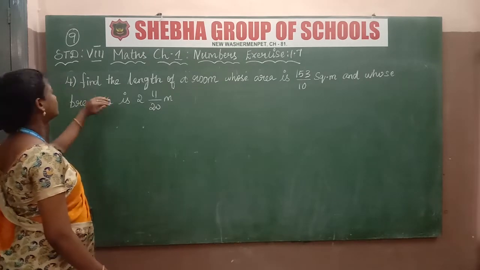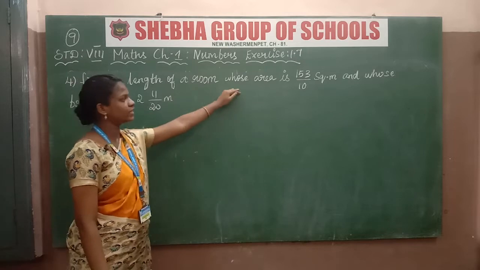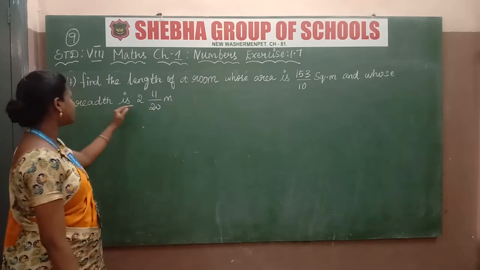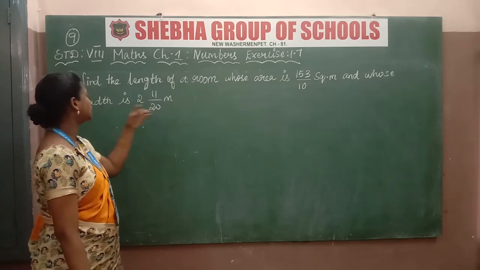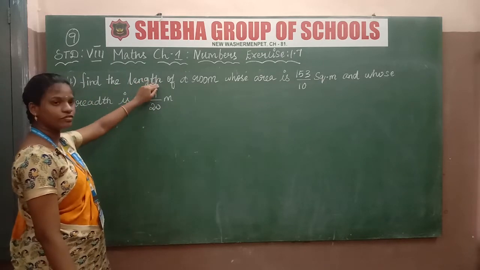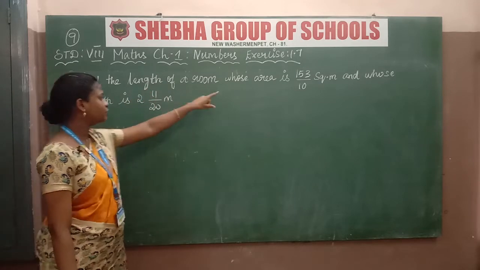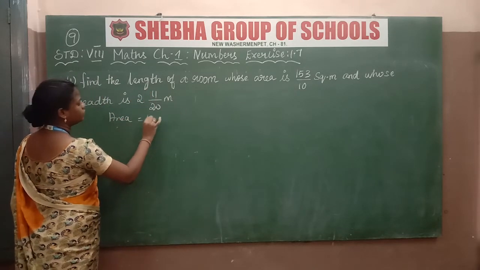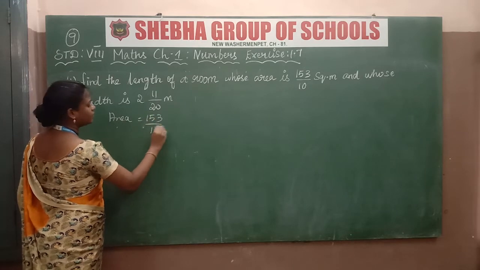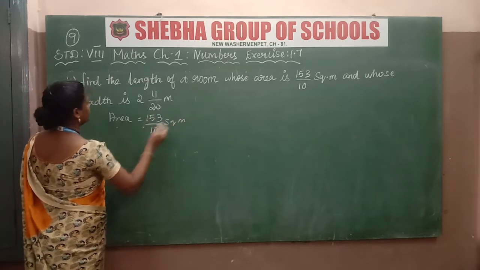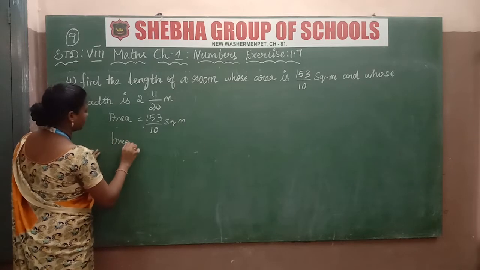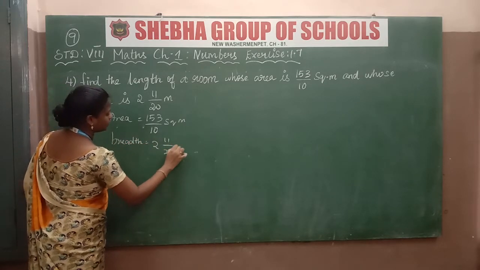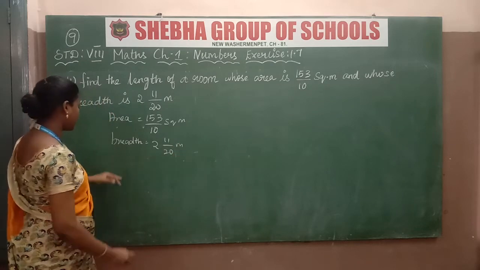Then the fourth sum is: find the length of a room whose area is 153 by 10 square meter and whose breadth is 211 by 20 meter. So we have to find the length value. The area value is 153 divided by 10 square meter and the breadth value is 211 by 20 meter.